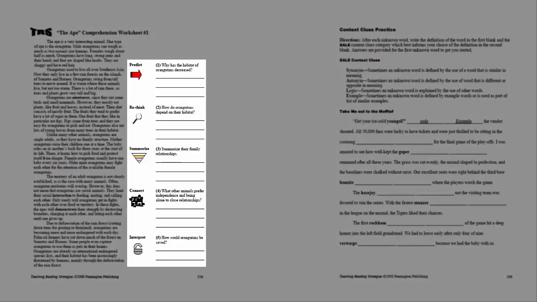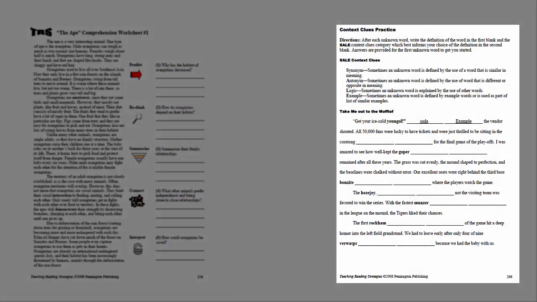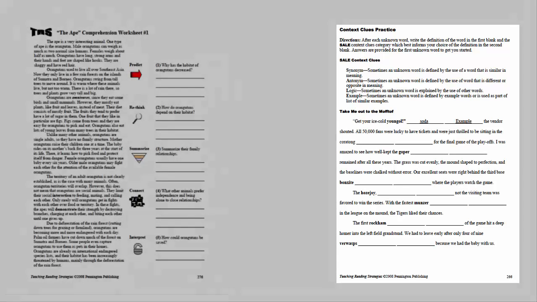Each worksheet lists 5 content-specific comprehension script questions in the margins next to the relevant text. The articles also highlight 3 vocabulary words to be defined using context clue strategies. Students learn to apply the SALE context clue strategies, short for synonyms, antonyms, logic, and examples, to learn vocabulary and context. All answers are provided, of course.